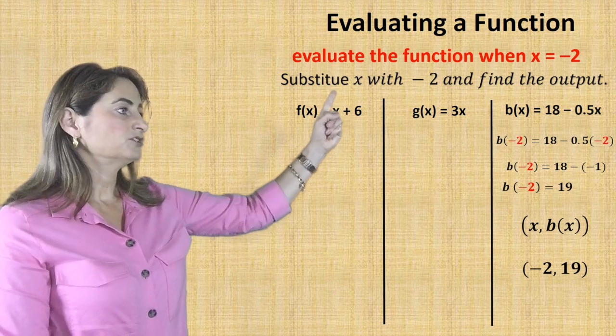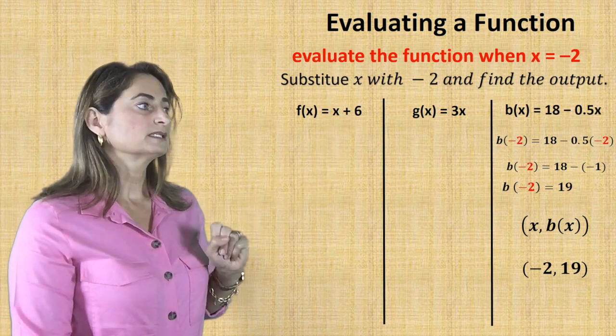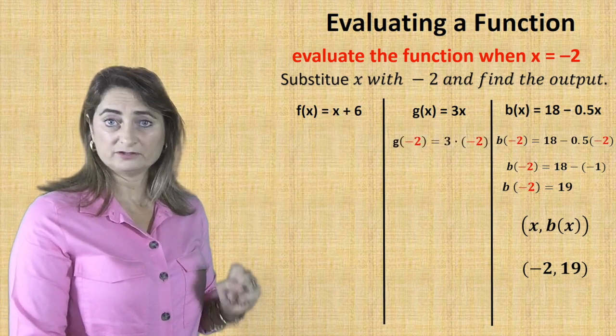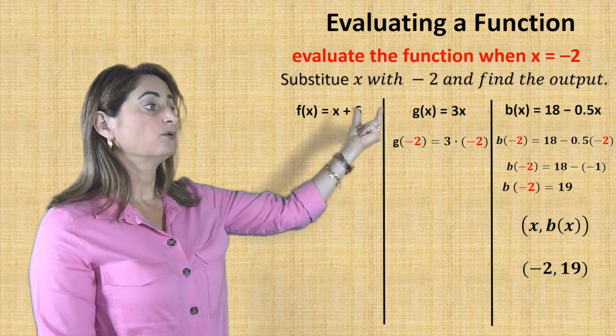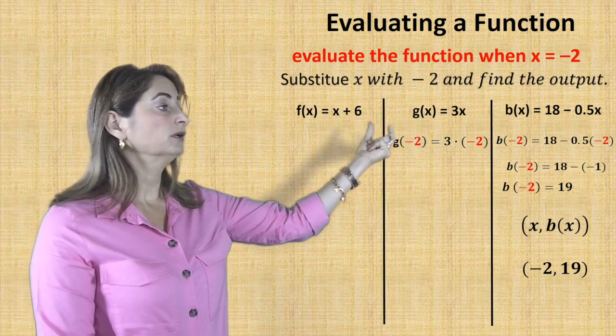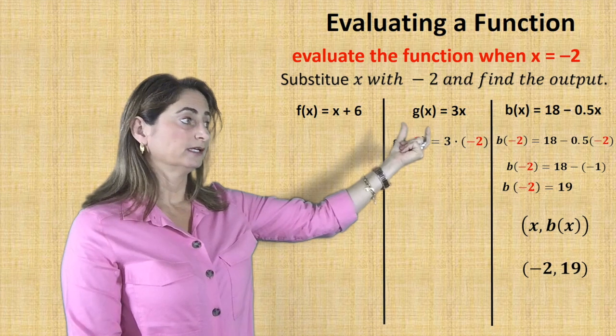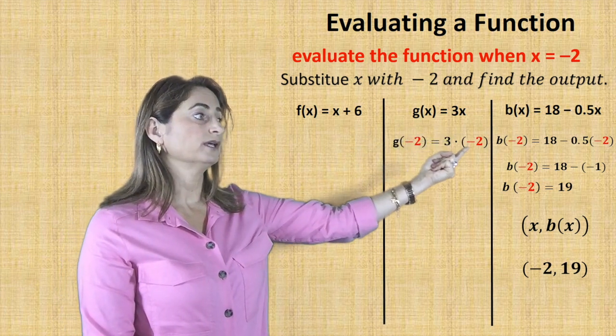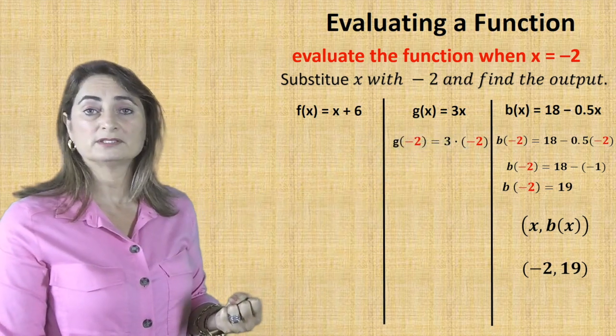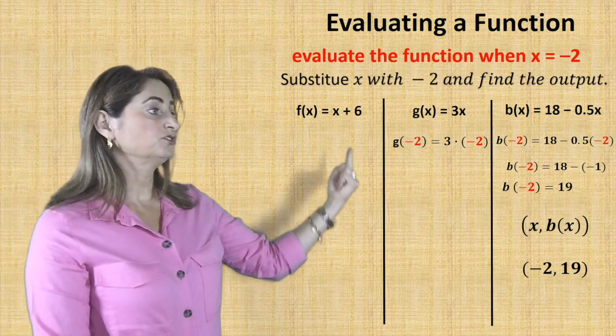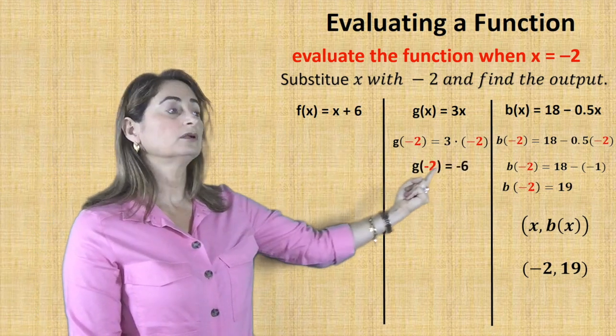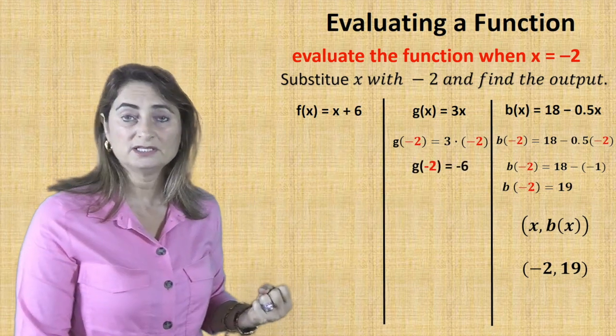Now the second one, g of x equals 3x. Substitute x with -2. So I'm trying to find the y, or the g of -2. When x equals -2, replace x with -2: 3 times, in parentheses, -2. Bring the g of -2 down, equals 3 times -2, which is -6.